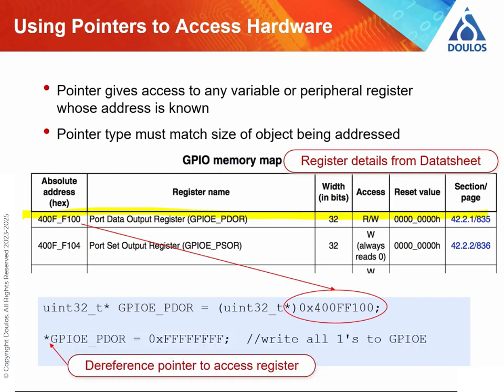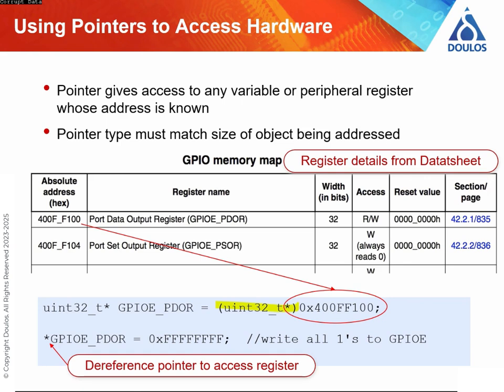If we wanted to access that inside the C program, we could simply declare a variable, which is a pointer. It needs to point to a 32-bit value, so we could use a uint32_t type to represent that. So GPIO PDOR would be a pointer that points to that memory location. And we need to tell the compiler to treat that memory location as a pointer to a 32-bit integer.